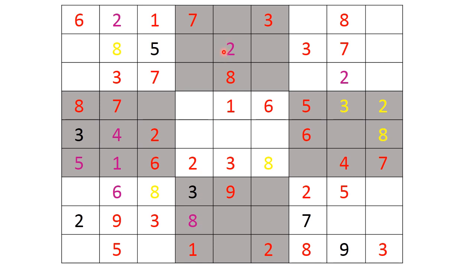Next is this number, as 2 has been written here and even here.